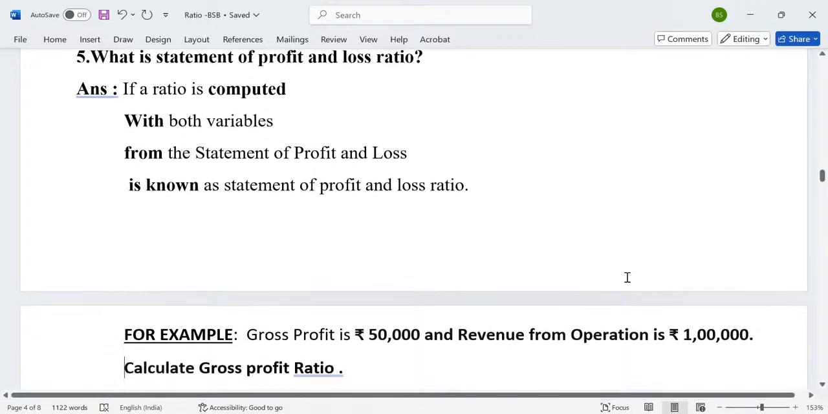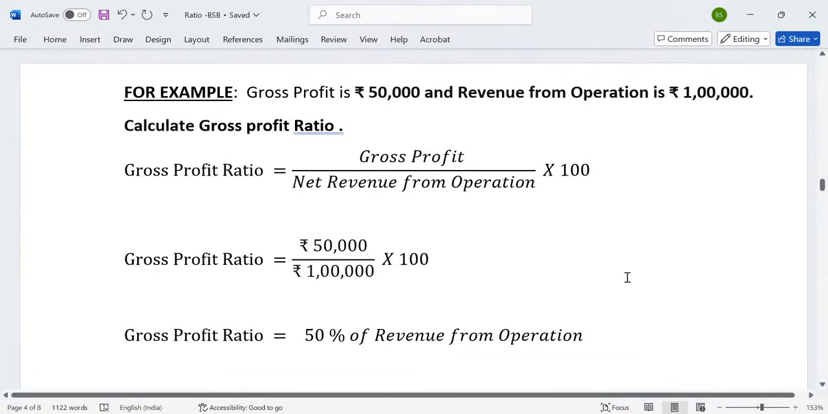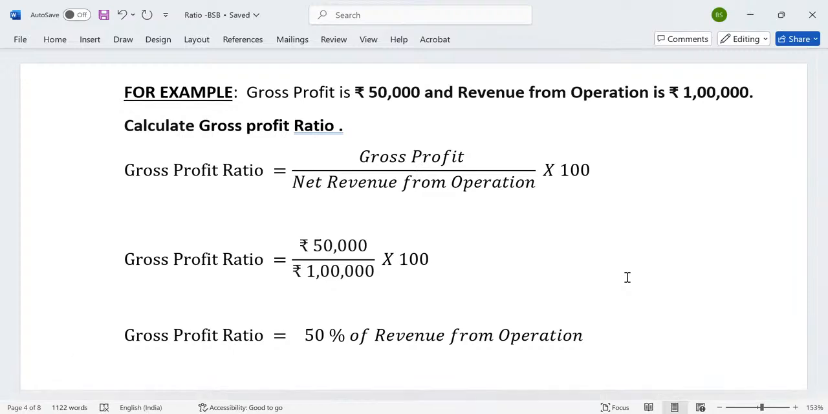Example. For example, gross profit is 50,000. Gross profit is also available in the statement of profit and loss. And revenue from operation is rupees 1 lakh, also available in the statement of profit and loss. Now which are the two variables? One is gross profit, another variable is revenue from operations. Both variables are taken from the statement of profit and loss.